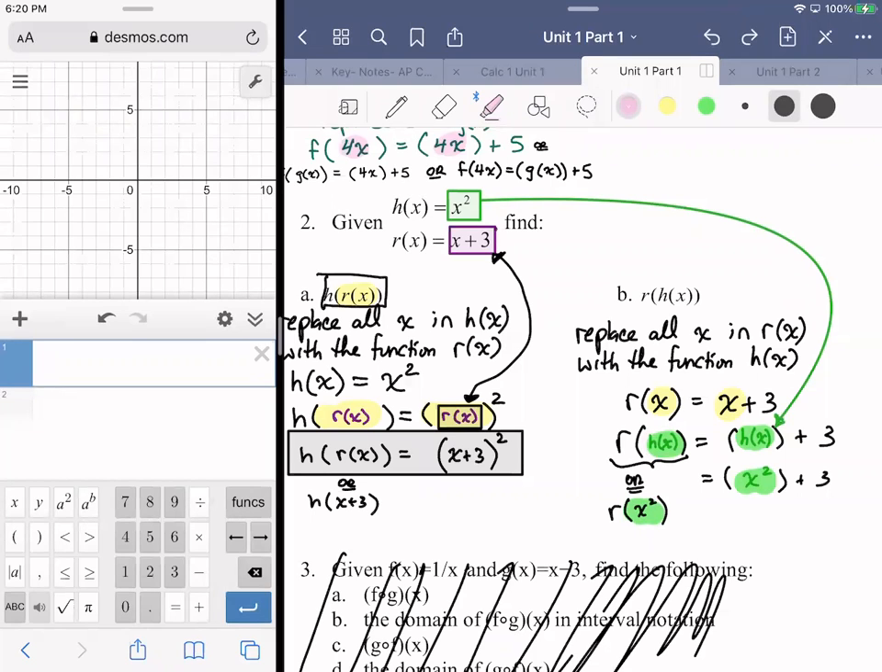Now, like I said, we could rewrite this. We could write it as r of h of x is equal to, and just rewrite it with x squared plus 3 and call that our final answer.